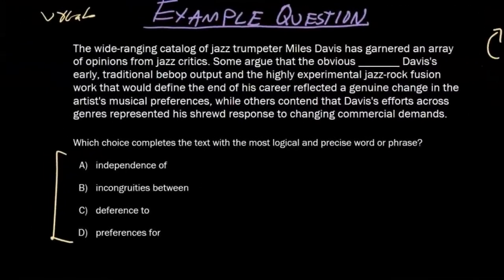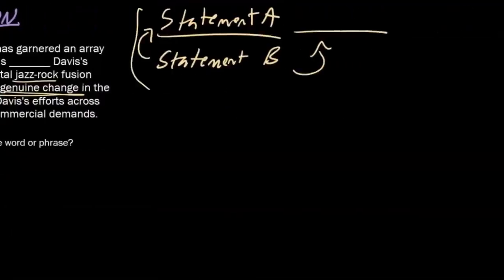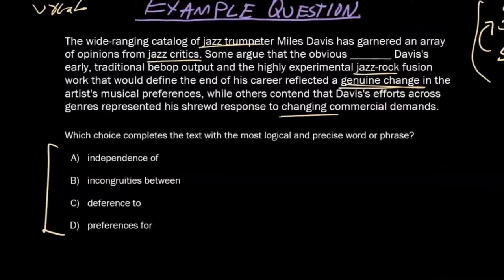So let's take a look at this example question. The wide-ranging catalog of jazz trumpeter Miles Davis has garnered an array of opinions from jazz critics. Some argue that the obvious blank Davis's early traditional bebop output and the highly experimental jazz rock fusion that would define the end of his career reflected a genuine change in the artist's musical preferences, while others contend that Davis's efforts across genres represented a shrewd response to changing commercial demands. So I emphasize the word changing here. Why? Because it appears twice, and because it seems like that's forming our Statement A, Statement B here. So let's take a look.